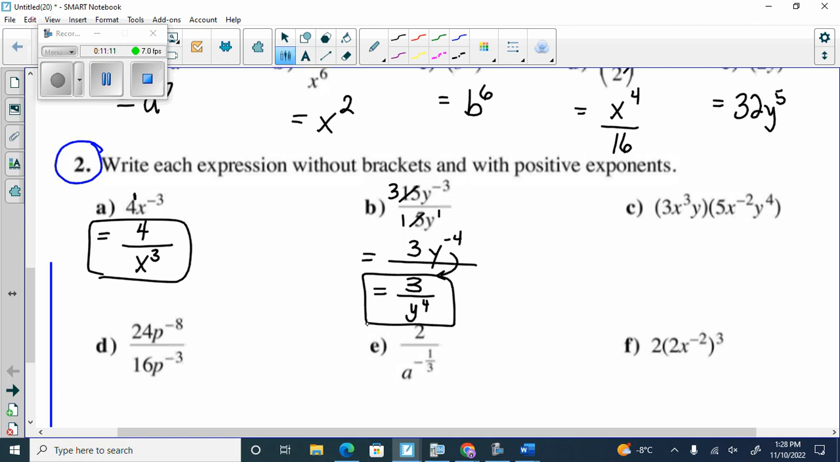Okay, C. We go 3 times 5 is 15. X to the 3 times x to the negative 2. 2 bases, 2 exponents, so I add them. What's 3 plus negative 2? X to the 1. Do I have to show the 1 as the exponent, or can I just write x? And then I have y to the 1 times y to the 4 is y to the 5.